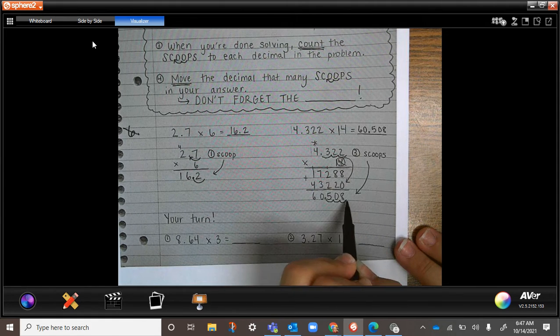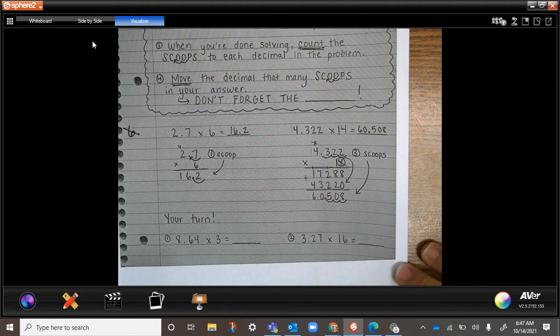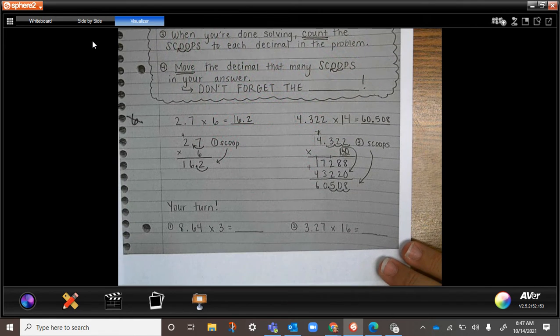So over here, I'm doing 1 scoop, 2 scoops, 3 scoops. So 60 and 508 thousandths is your answer there.